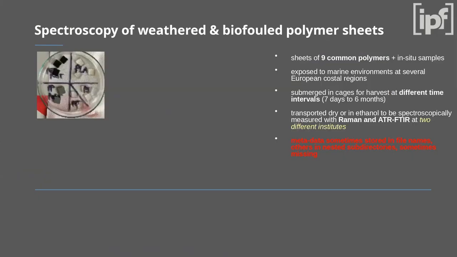Yes, so as I mentioned, when the polymers would be very degraded, it would be difficult to always match them correctly with the reference spectra. For this purpose, the Microplastics project set up an in situ experiment where at least for 9 common polymer types, sheets were acquired and then exposed to marine environmental conditions.